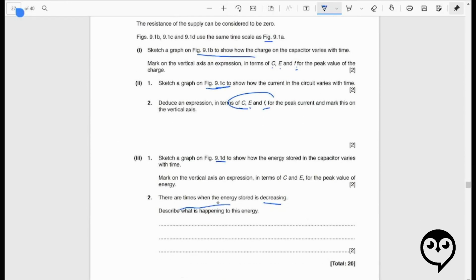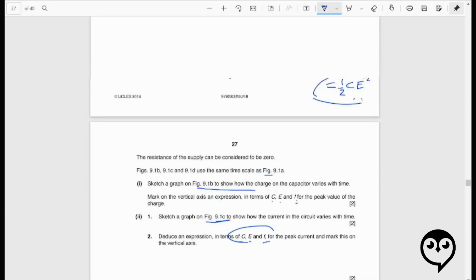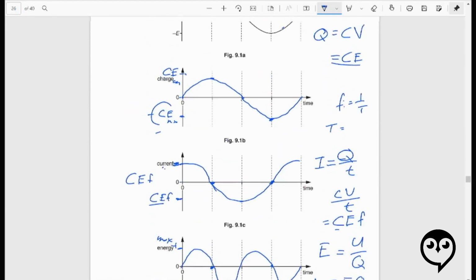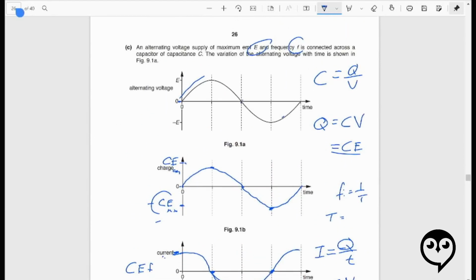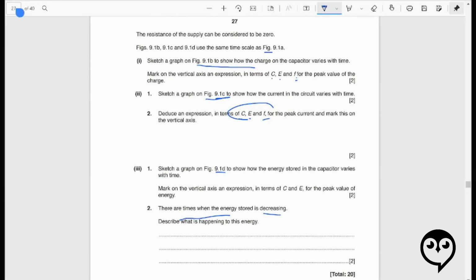There's times when the energy stored is decreasing. To describe what's happening, let's see what they say. The capacitor is discharging at these times. No energy is dissipated. Current and voltage are out of phase. At these times, energy will be returned to the supply. Okay, interesting. Yeah, so we know voltage and current are out of phase. Look, some of you don't get into this alternating voltage stuff in your curriculum. Some of you do. So this can get quite hairy, actually.